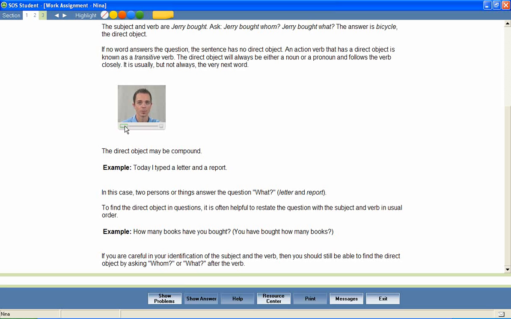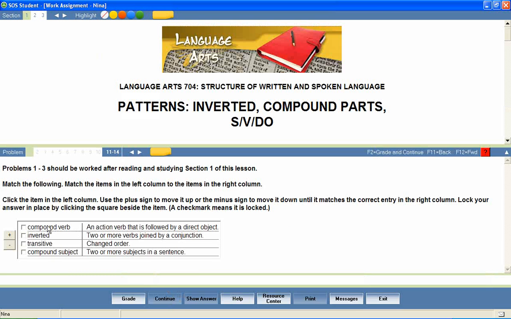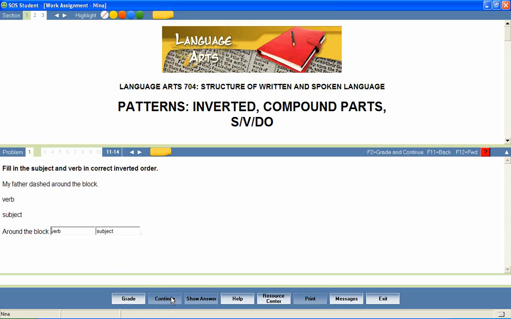At the end of the lesson, the student is presented with a series of questions that provide a review of lesson content. Questions are presented in a variety of formats, including matching, fill in the blank, true and false, click and place, essay questions, and many more.